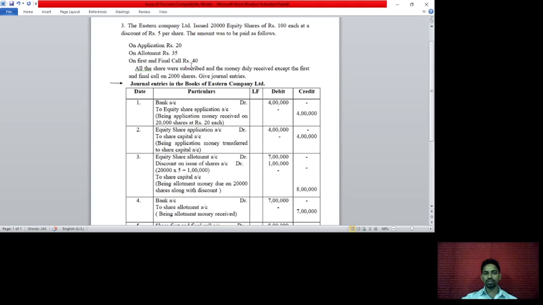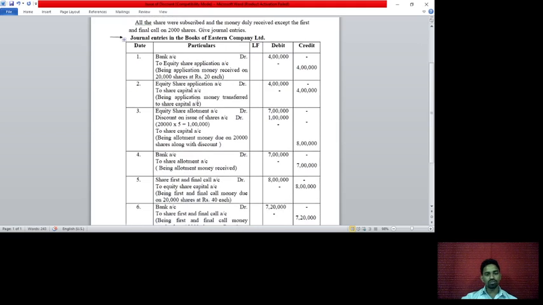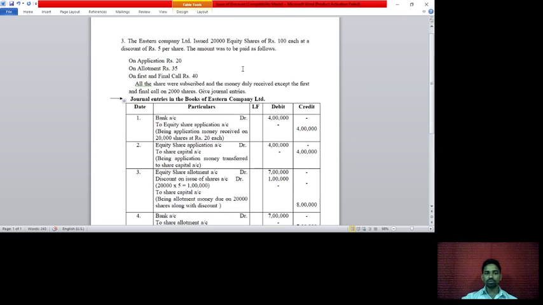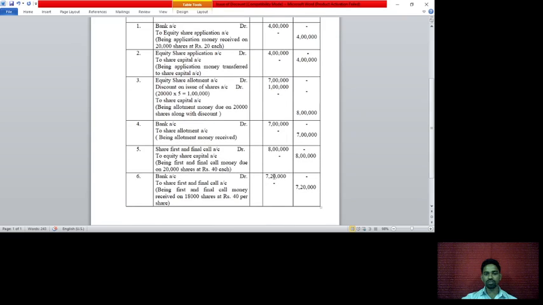The last is on first and final call rupees 40. For that purpose the transaction is: share first and final call account debit rupees 8 lakh to equity share capital account credit rupees 8 lakh. Being first and final call money due on 20,000 shares at rupees 40 each. It means 40 into 20,000 equity shares is 8 lakh.